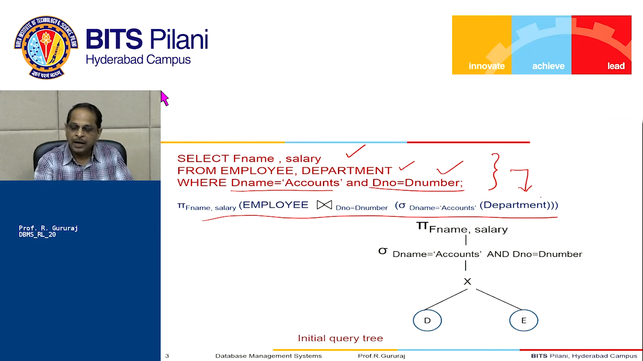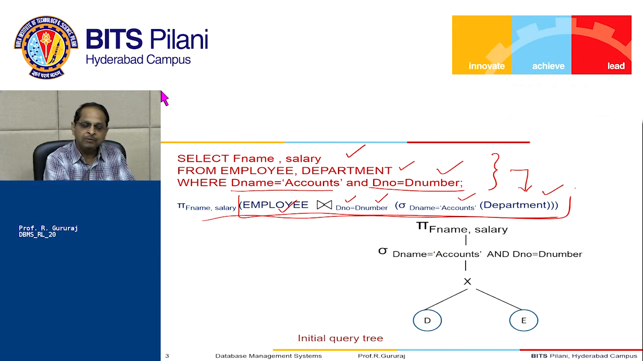I take the department table, I select only the tuples where D name is equal to accounts, then I join those tuples from the department table where the department name is accounts with the tuples of the employee table. The join condition is where DNO in employee is equal to D number in the department table. When I execute this, you get a joined table. From this, I project on the first name and the salary. That is the result of this expression.